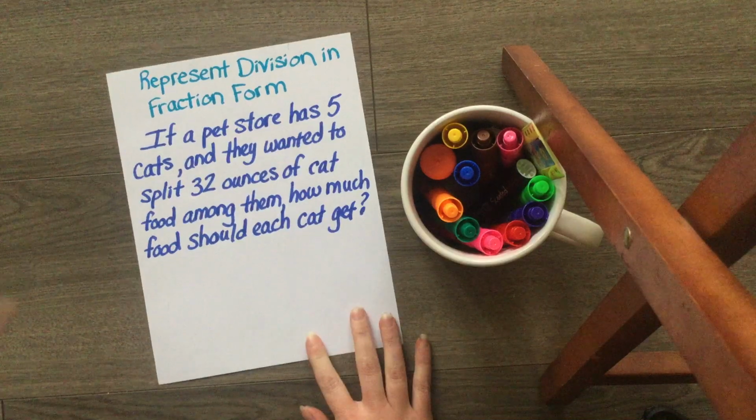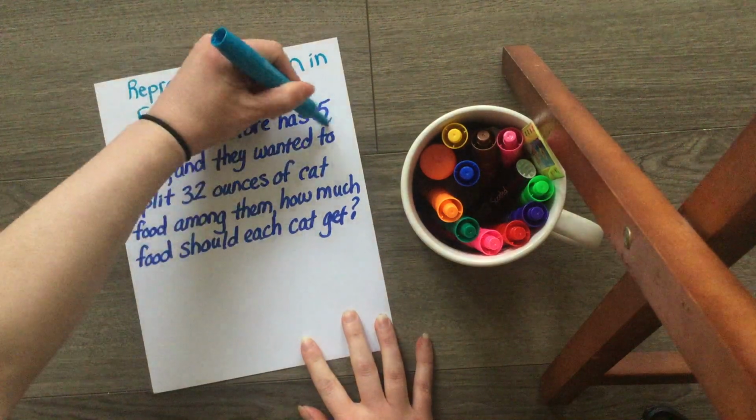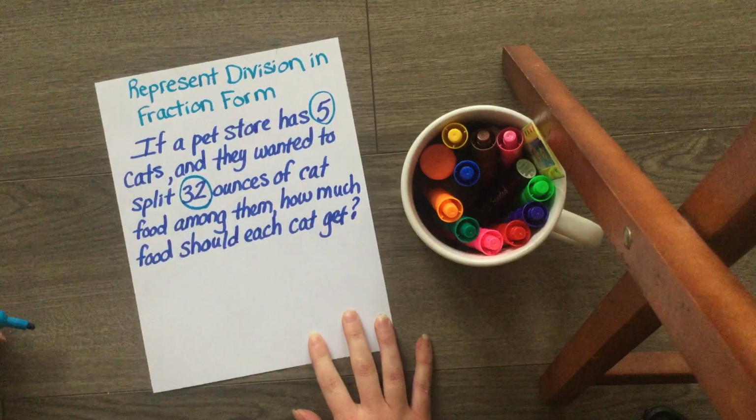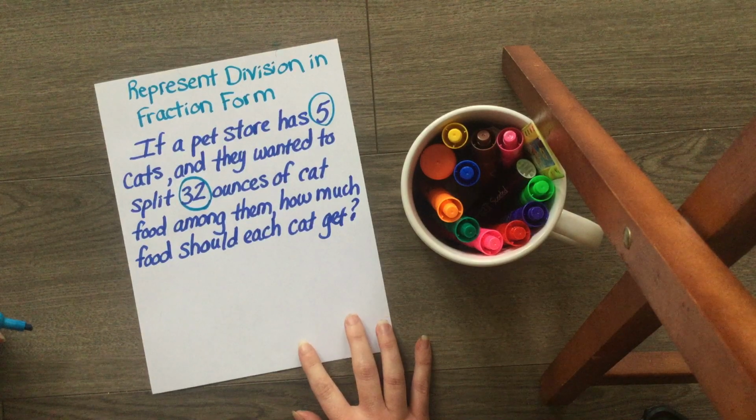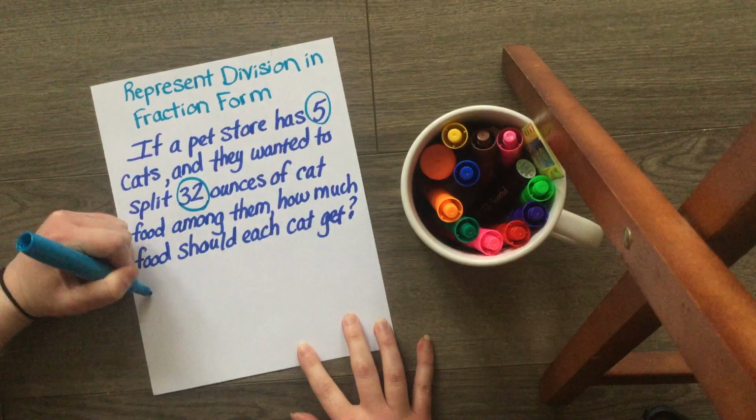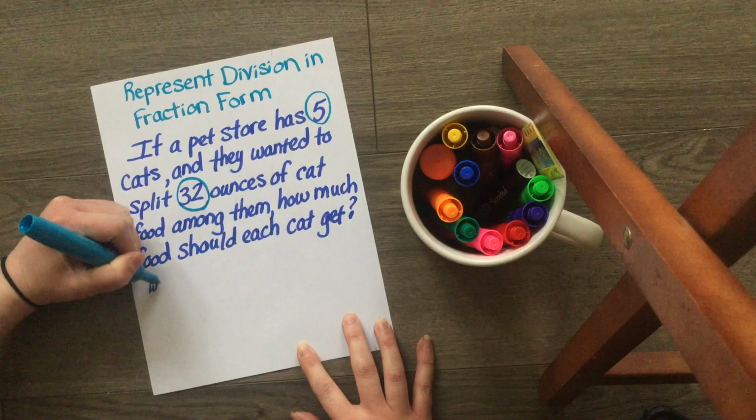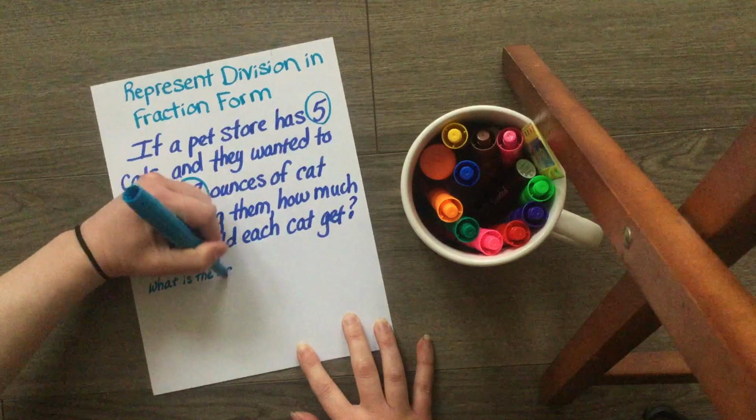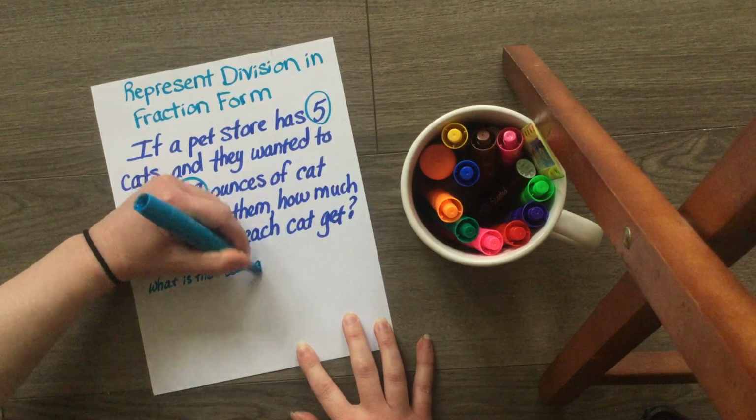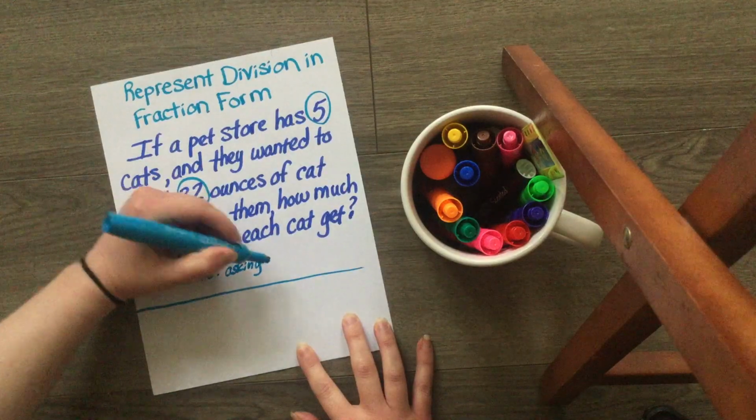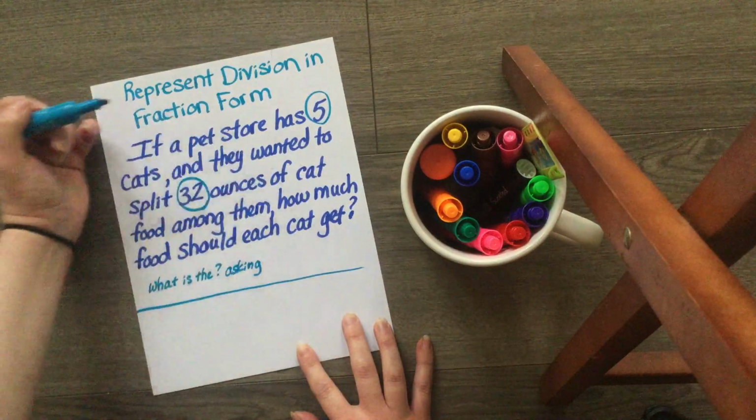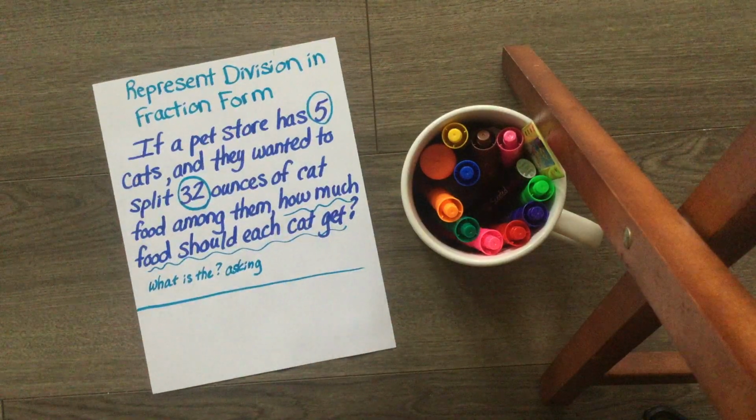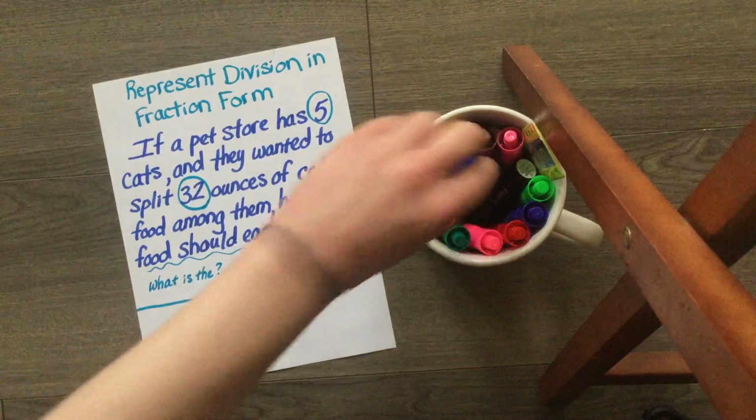Let's look at our word problem. It says if a pet store has 5 cats and they wanted to split 32 ounces of cat food among them, how much food should each cat get? So first and foremost, I need to know, what is the question asking? The question is asking, how much food should each cat get?